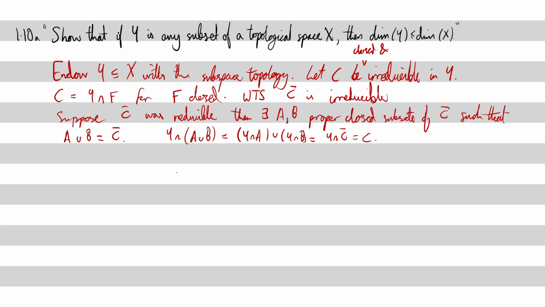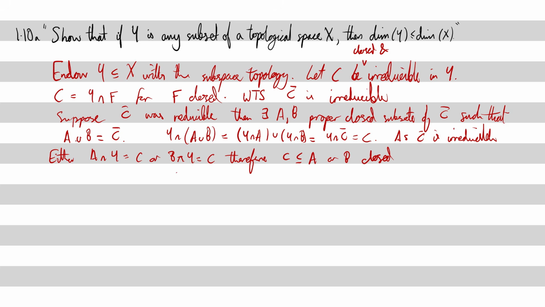But then we would have, as C is irreducible, either A equals C or B equals C. That is, either A intersect Y equals C or B intersect Y equals C, therefore C is a subset of A or B, which are closed.